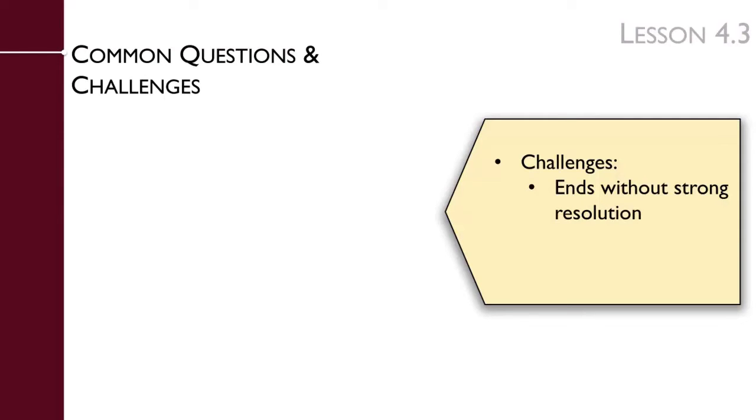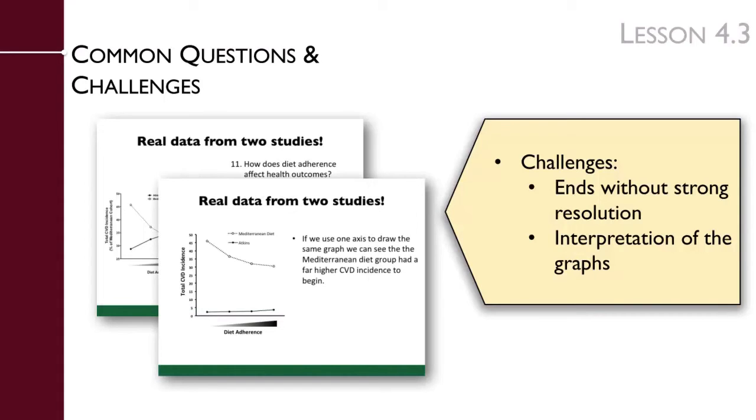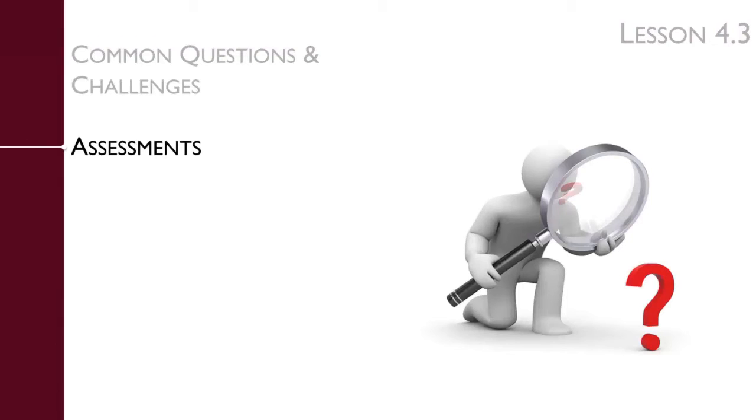Another challenge is the interpretation of the graphs, especially the graph with 2 y-axes that appears on slide 15. The reason for showing the 2 y-axes is so the trends of the 2 groups is more readily apparent. Give your students time to interpret this graph before moving on to slide 16, which shows the same data but with 1 axis. At the end of the lesson, students should be able to explain how experimental design produces limitations in the ability to interpret results.